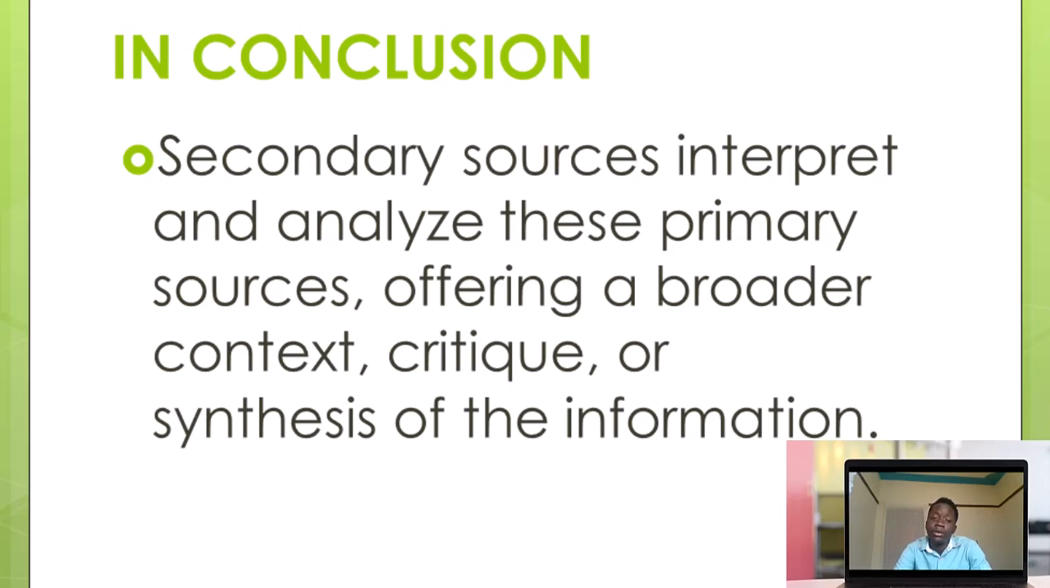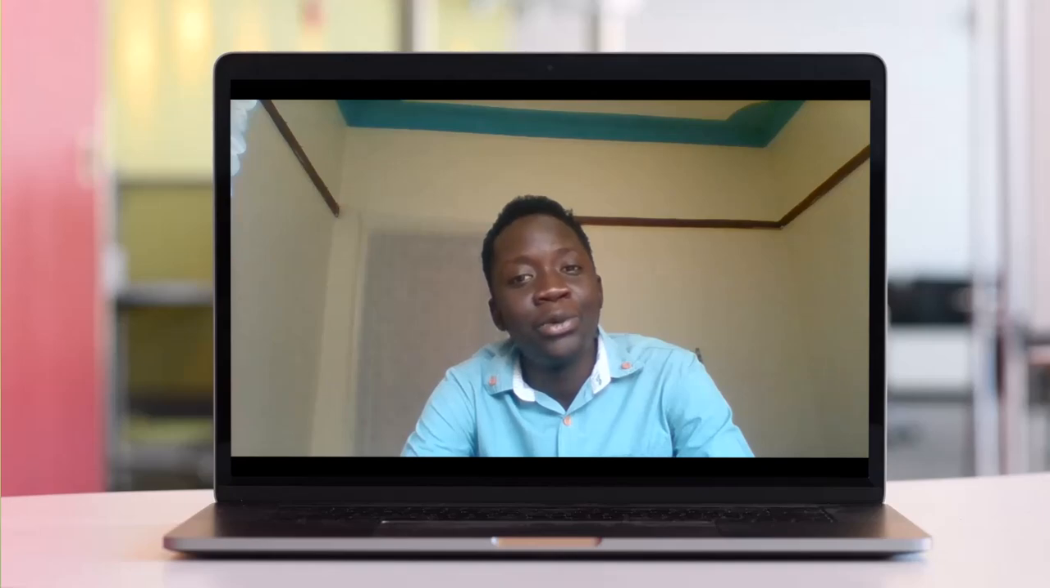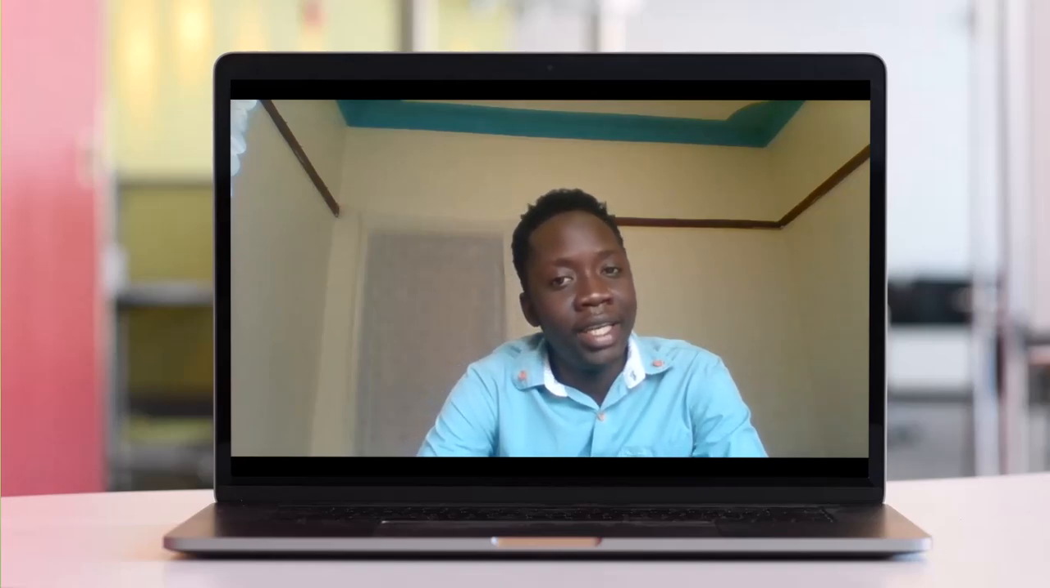Why? Because in the secondary source, you'll be able to analyze, you'll be able to get a broader context, you'll be able to synthesize information so that you'll be able to build on information that you've gotten from the primary source. That's why it is very, very important to have all these sources of information so that you become someone who has a lot of information, and we shall be able to call you an information literate.